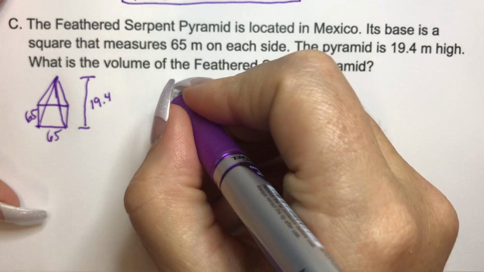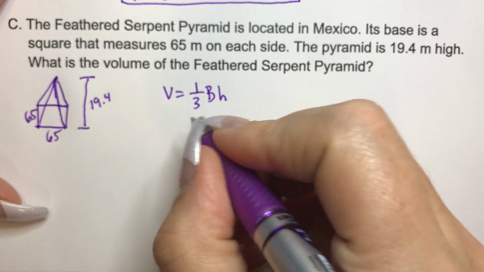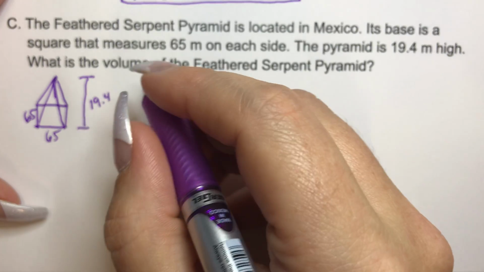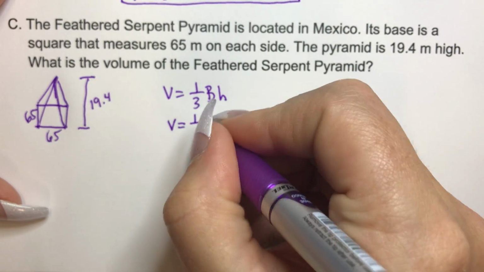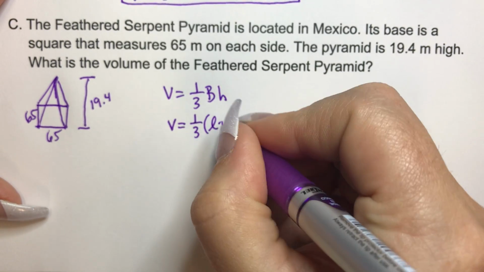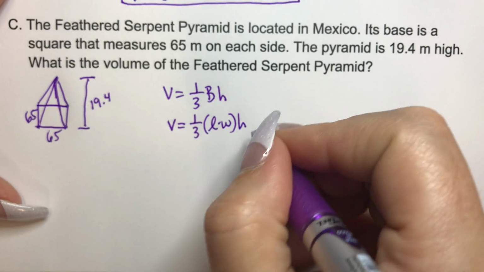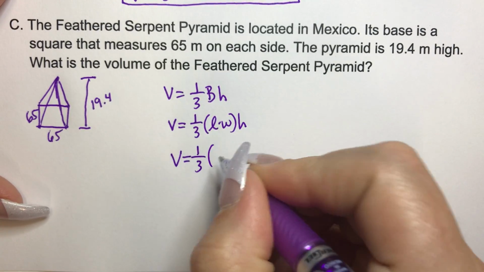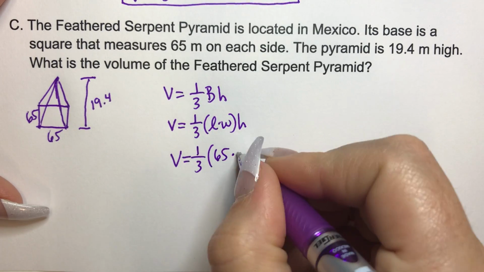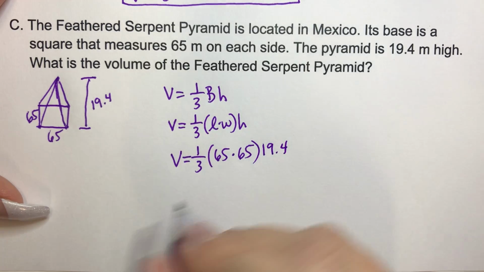Okay, so the volume equals 1/3 base times the height, the area of the base. The area of the base is a square, which means the area of that is length times width, or sometimes side squared, same thing. Now we're going to plug in our values. 65 times 65, 19.4.